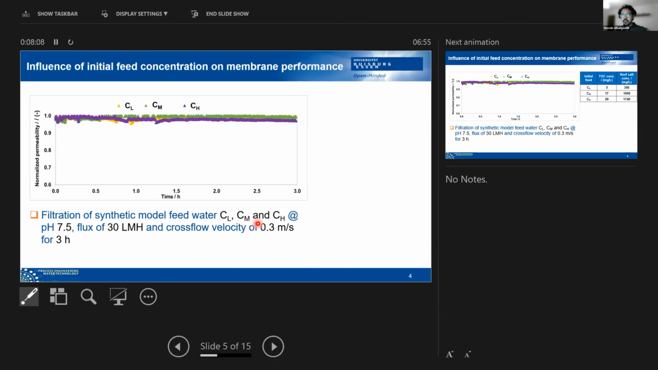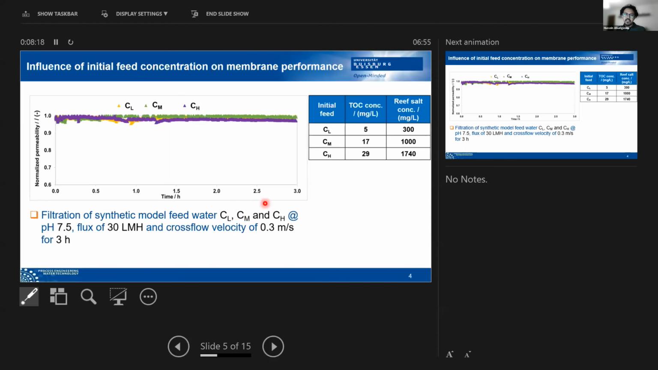This synthetic model water, as I said, has a pH of 7.5, and we run it at a constant flux of 30 LMH and a cross flow velocity of 0.3 meter per second, for 3 hours. And those are the compositions again from the former slide, so that you can follow what they mean by Cl, the low, the medium, and the high.